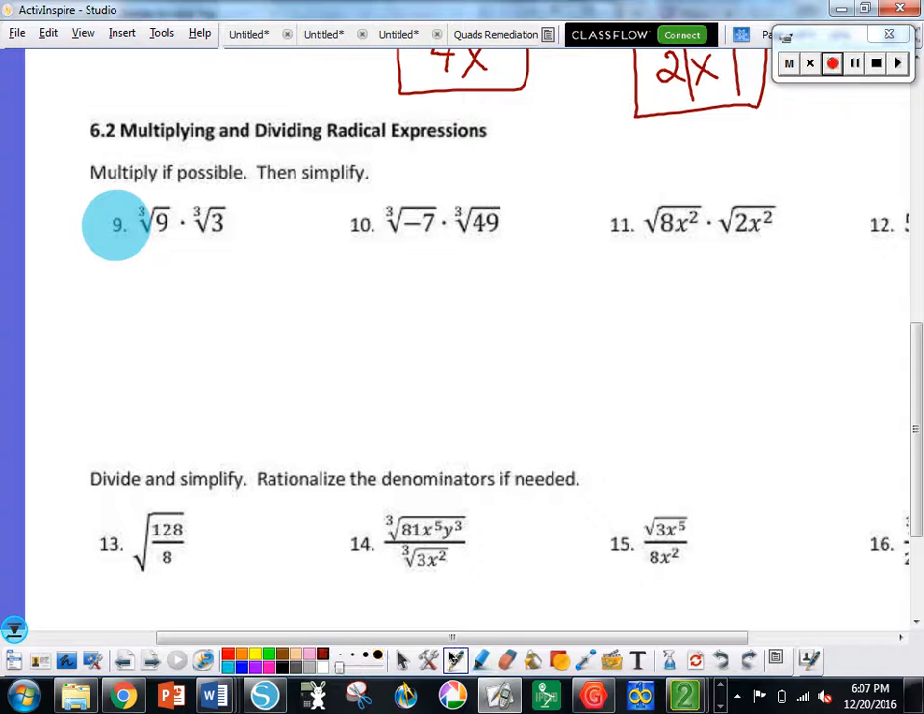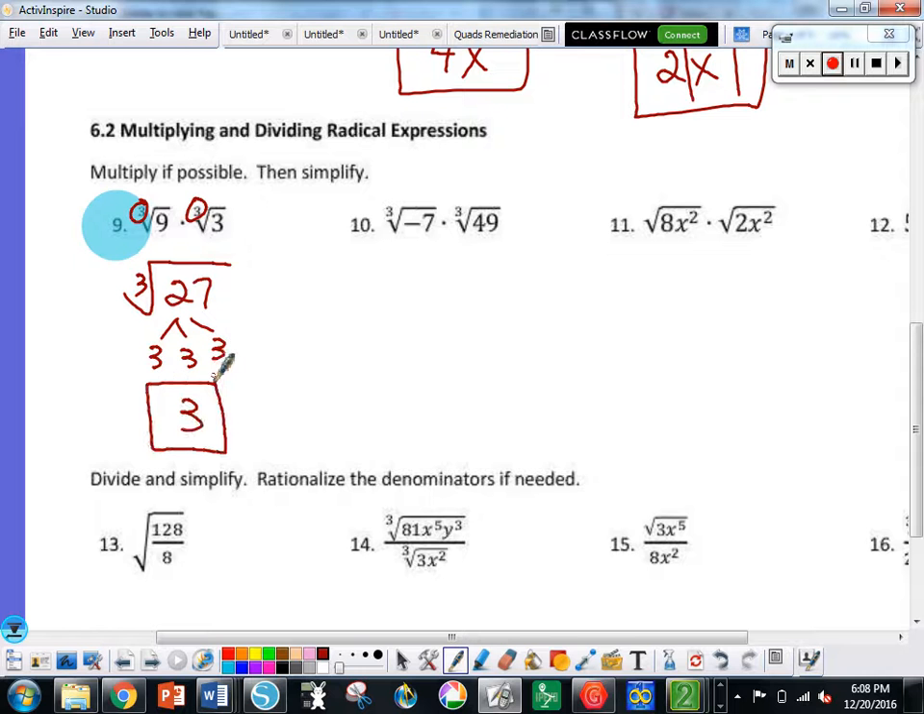Okay, this problem. They both have the same index, so I can multiply together. 9 times 3 is 27. And the cube root of 27 is 3. Number 10. They both have the same index, so I can put them underneath the same radical. And I don't know what that is. Hold on.